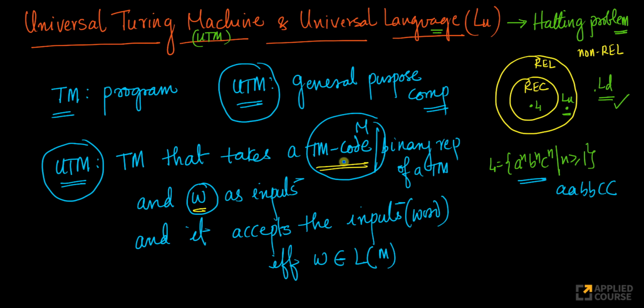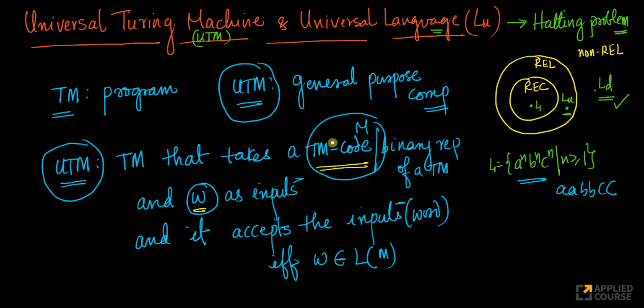Now your question should be, how do we input? See, there are two inputs here, right? There is a Turing machine code and there is a word as an input. How do I input both of them? We'll come to that. This is the big idea. I'll explain how the whole UTM works internally. In a few minutes you'll understand this.